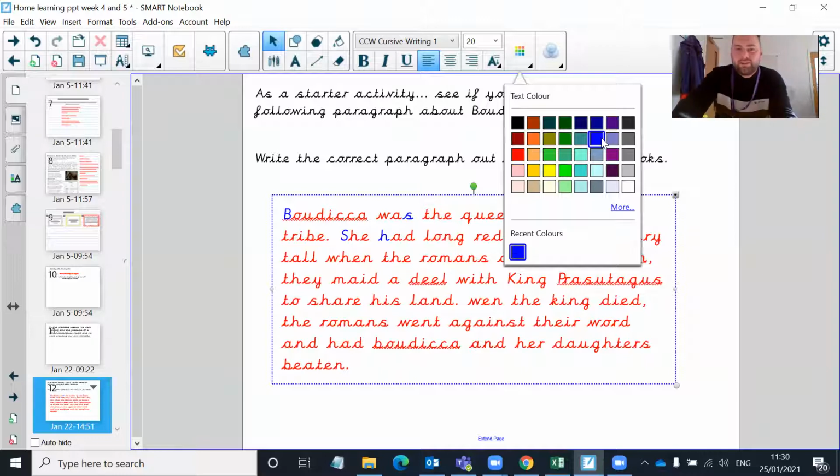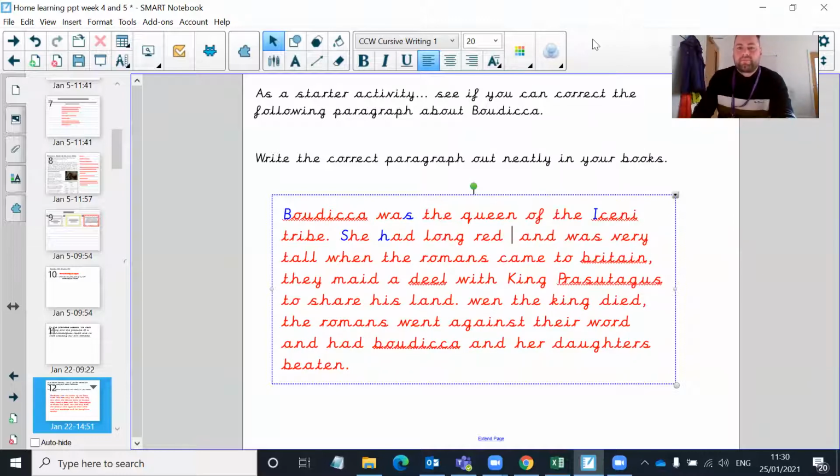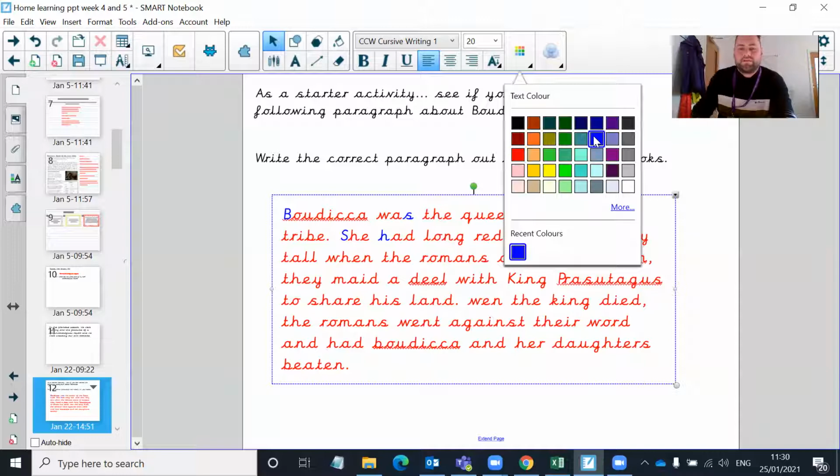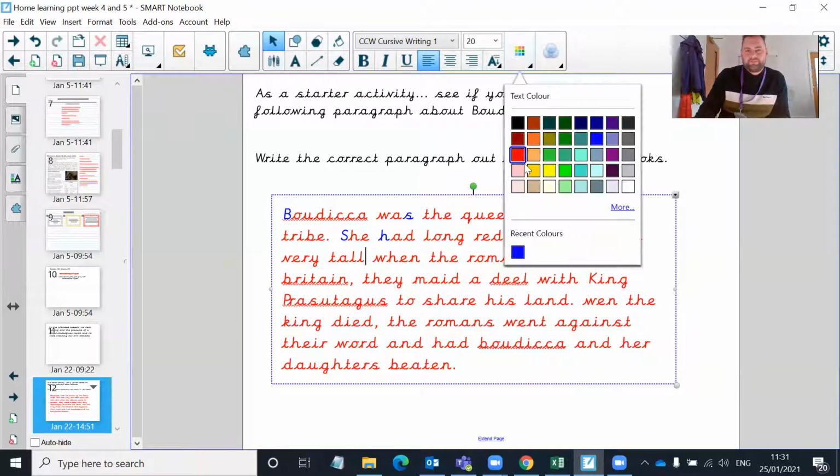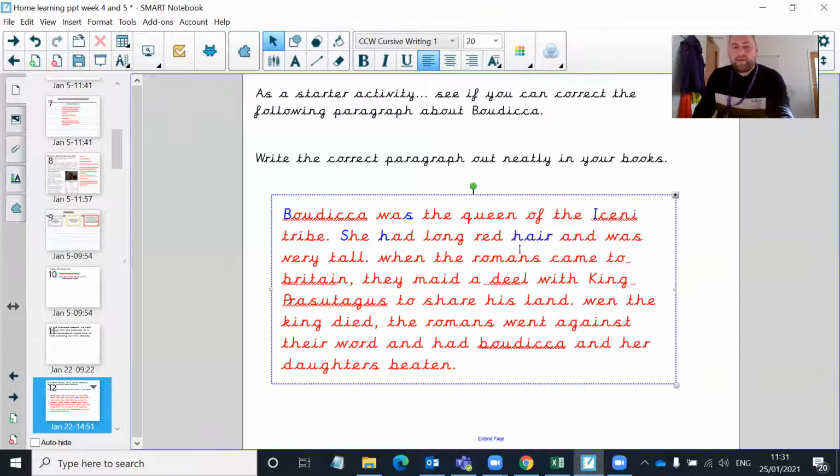In fact, I'm going to change the whole word because it is a whole word that we need to change. And was very tall when the Romans came to Britain. So that when we read it like that, that just tells us that she was only tall when the Romans came to Britain. What, was she very short before the Romans came? No. So what do we need to put in here? We need to put in a full stop, because that sentence is talking about her hair. This next sentence then has to begin with a capital letter.